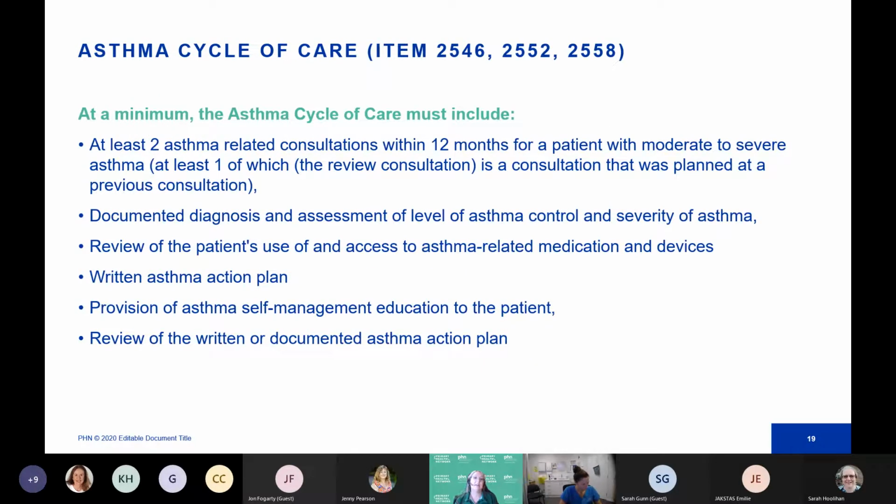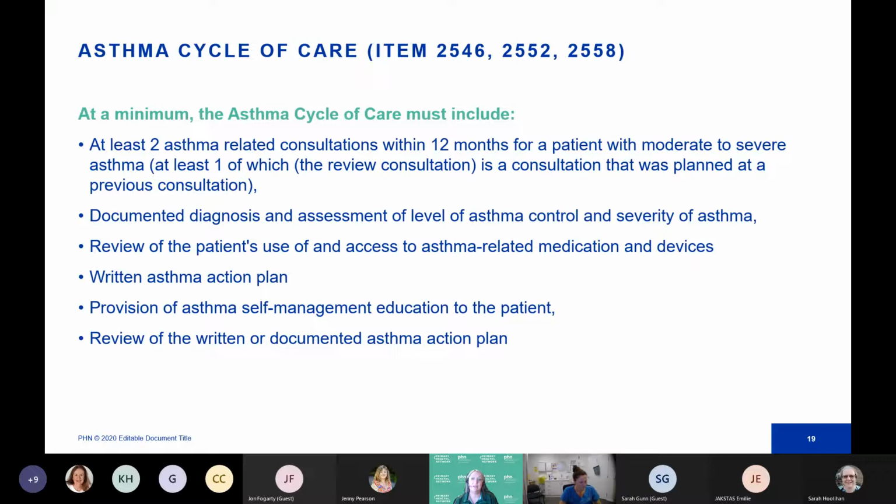You've also got your asthma cycle of care, so your 2546, 2552 and 2558. The asthma cycle of care involves at least 2 asthma-related consultations within 12 months for a patient with moderate to severe asthma. Noting that at least one of these visits, the review visit, must be planned.